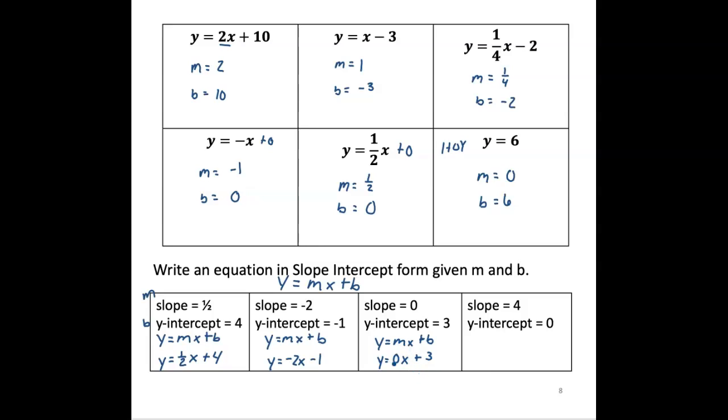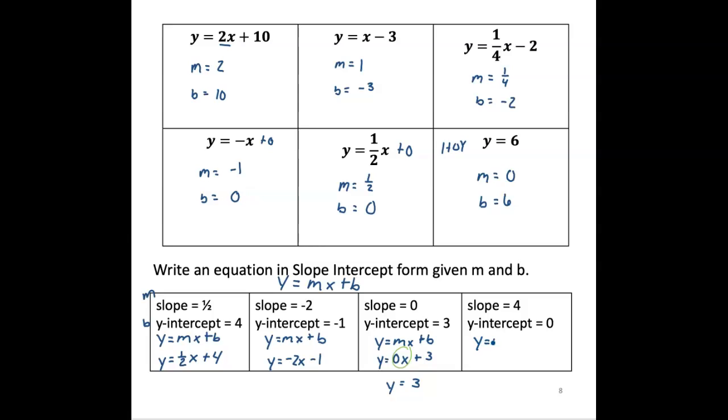But here's kind of the thing. We don't write 0x anymore, right? See that there, that 0x? What is 0 times anything? And I do mean anything. 0 times anything is just 0. So this is like saying y equals 0 plus 3. And 0 plus 3 is 3. So you would just have y equals 3.